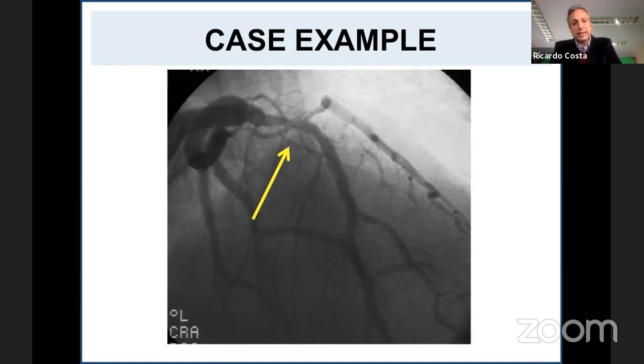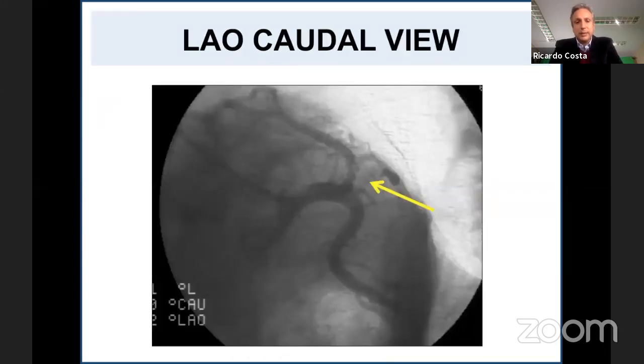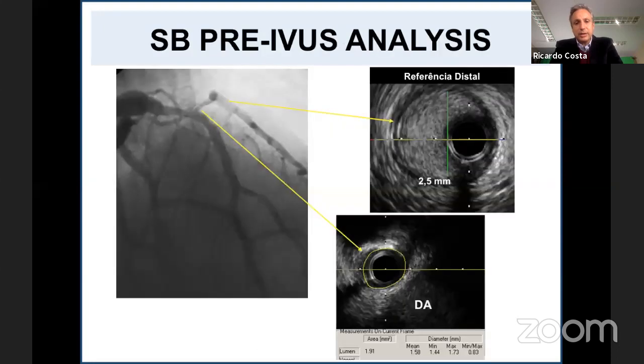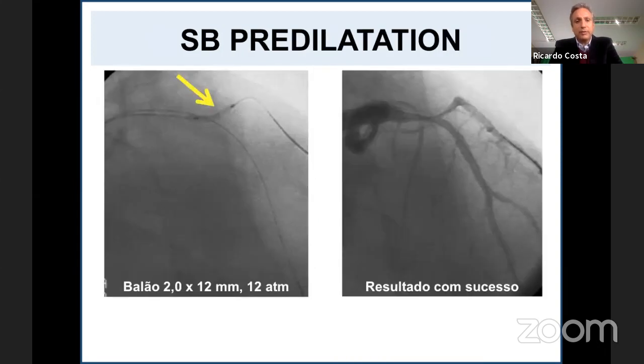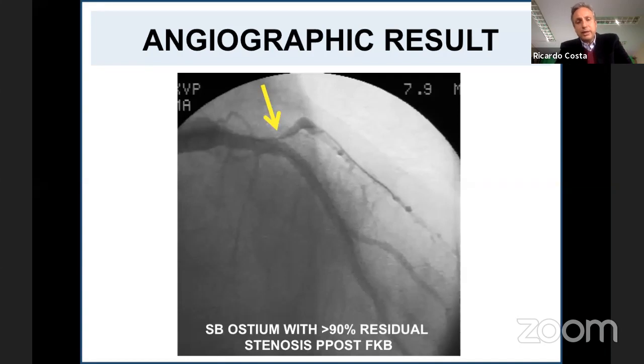This is one case example. We see LAD with this major side branch, an ulcerated LAD. By IVUS, this was a ruptured plaque in this location in the LAD. This was the reference, 4 millimeters proximal, 3 millimeters distal. Here we can see this ulcerated lesion in a different view, and in the side branch, a calcified osteal lesion with close to 2.7 millimeters in reference. Predilatation was performed. This was the result we thought was acceptable for randomization, and it was randomized to single stenting.